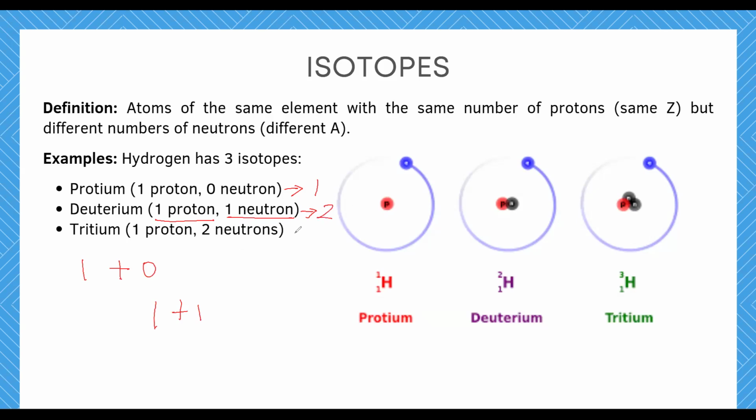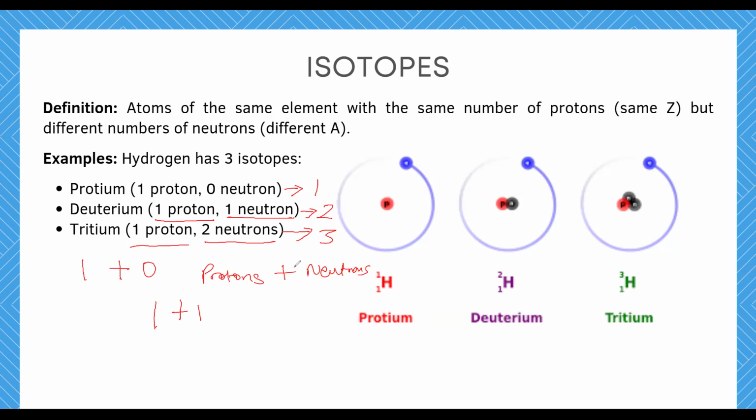Thank you very much. How about for tritium? What would the mass number be? 3. Thank you very much. Why is it 3? Because it has 2 neutrons and 1 proton, and the mass number is the protons and the neutrons combined. Thank you very much. That was what I was expecting to hear. It has 2 neutrons and 1 proton, and the mass number is the number of protons plus the number of neutrons. And when you add them together, you have 3.